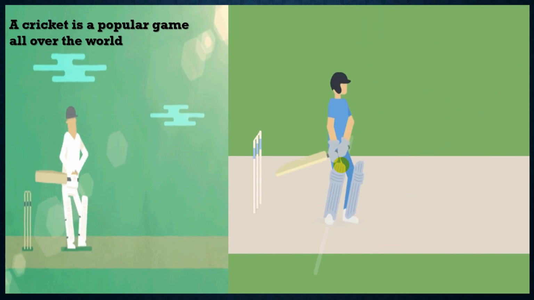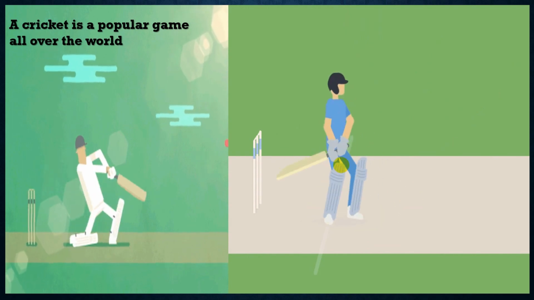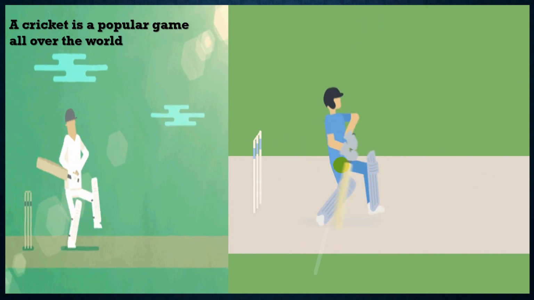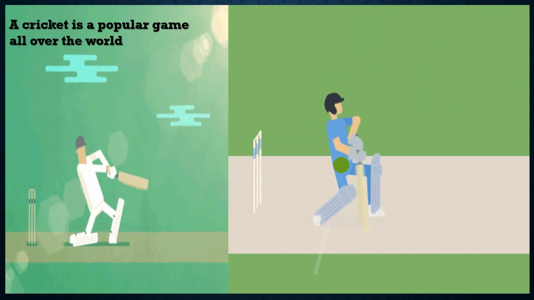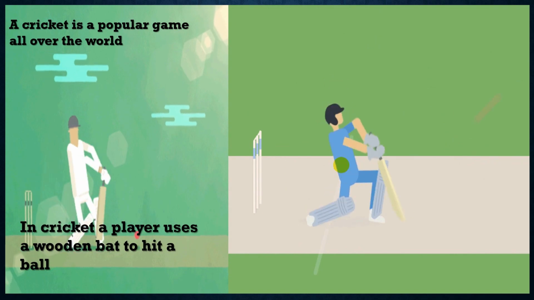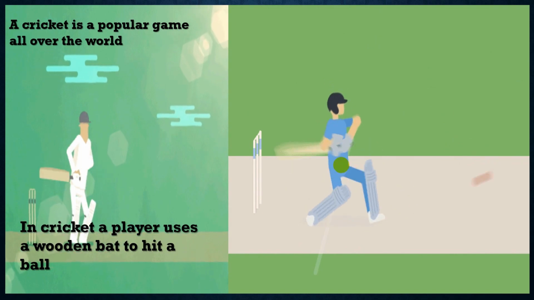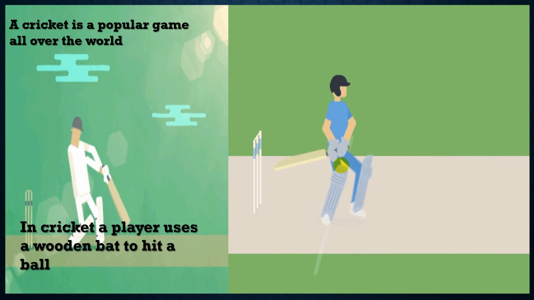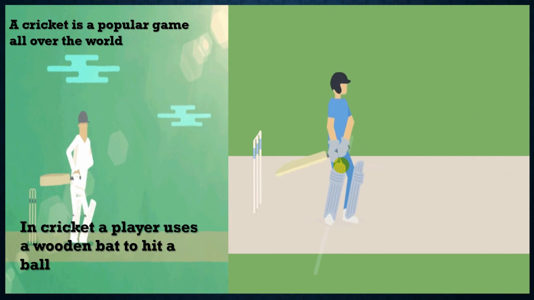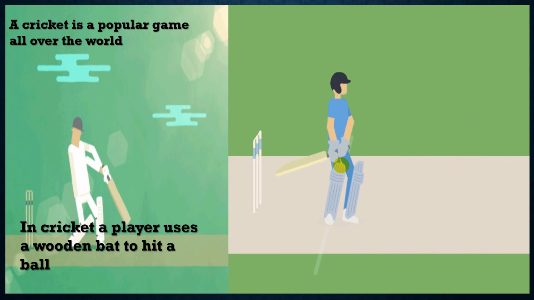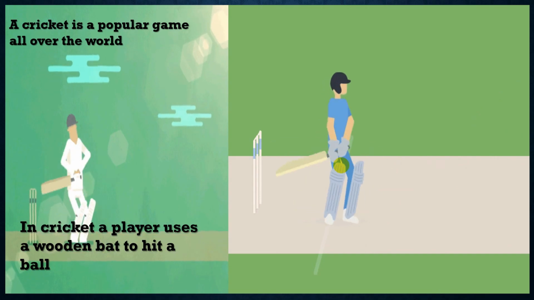Actually, cricket is a popular game all over the world. Most of the world knows what cricket is, and this game consists of a wooden bat and ball. What exactly happens? The player uses a wooden bat to hit a ball. Yes, I said hit. The meaning of hit is that two objects collide or hit each other. Yes, there is energy transfer.